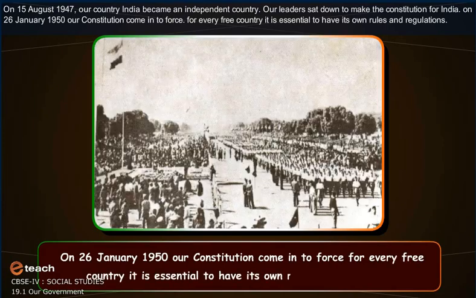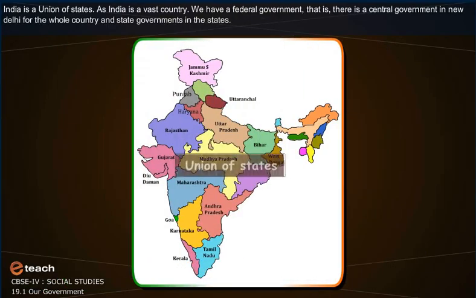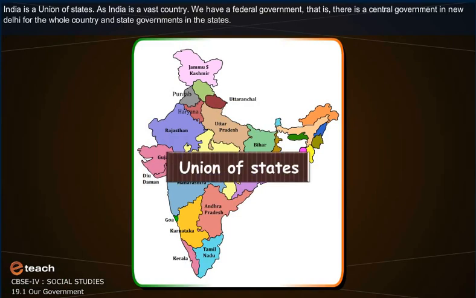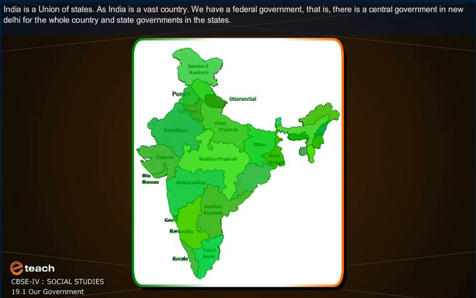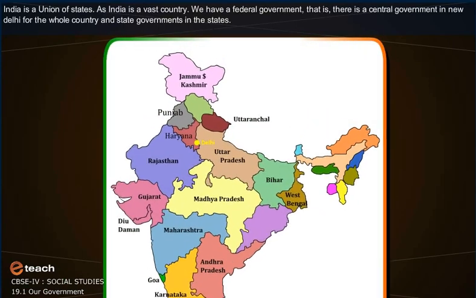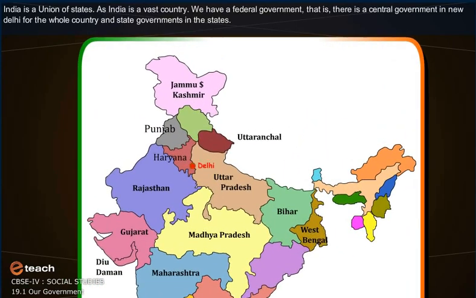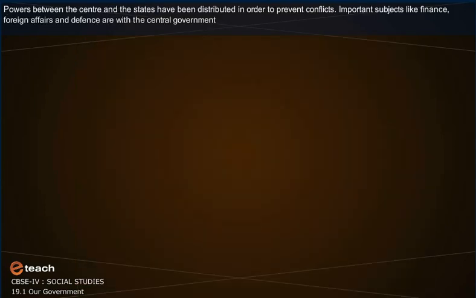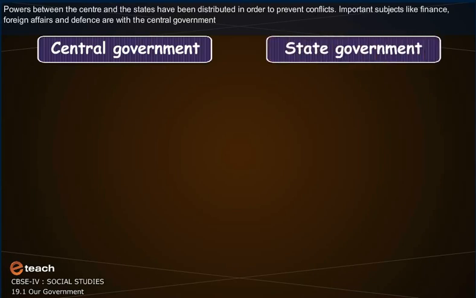For every free country, it is essential to have its own rules and regulations. India is a union of states. As India is a vast country, we have a federal government. That is, there is a central government in New Delhi for the whole country and state governments in the states. Powers between the central and the states have been distributed in order to prevent conflicts.